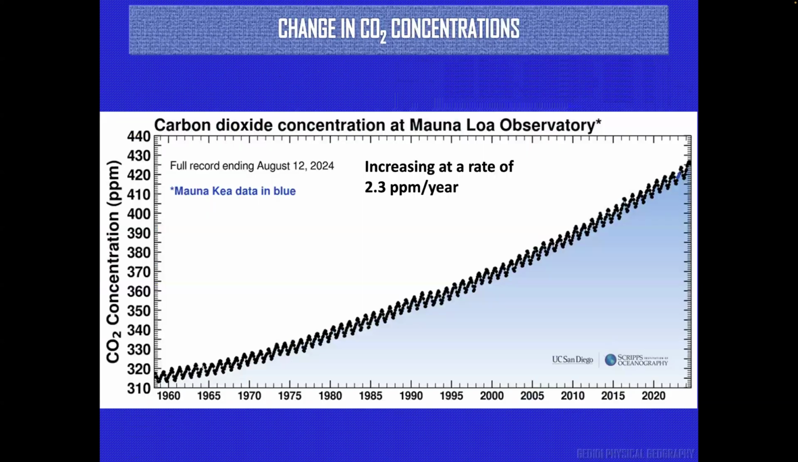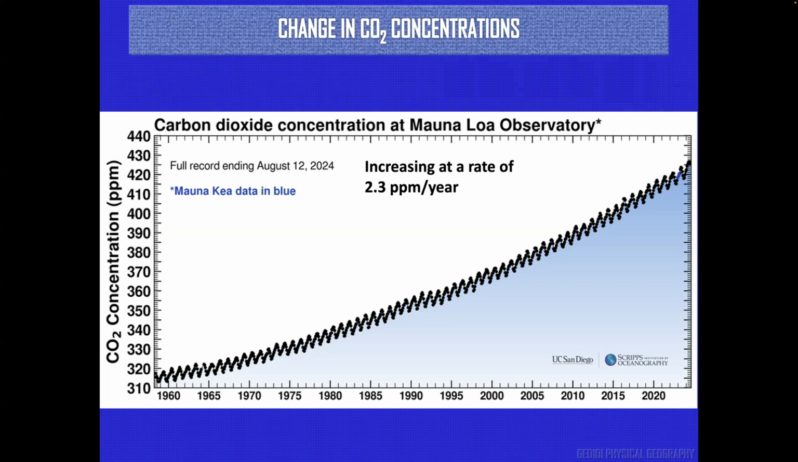And this right here, it reads August 12, 2024. So by the time you see this, it may be a little bit later than 2024. But the key here is that it is increasing at a rate of 2.3 parts per million per year. And when you see this sawtooth pattern, the ups and downs and how predictable it is, it has to do with the northern hemisphere summer versus winter.